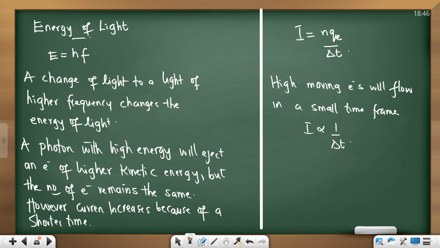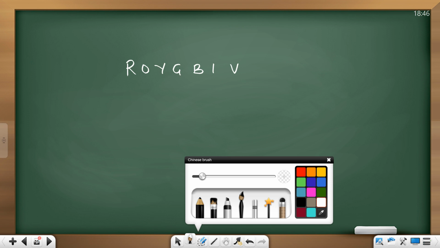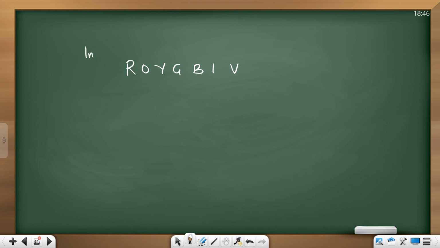So how will examiners tell you this? They tell you that we started from blue light. Now we are in green. They're going to change it. Started from red. Now it's changed to infrared. Just remember the arrangement. I hope you remember the arrangement. What's the arrangement? Red, orange, yellow, green, blue, indigo, and violet. This is how I remember. You know what is next to red? Infrared.